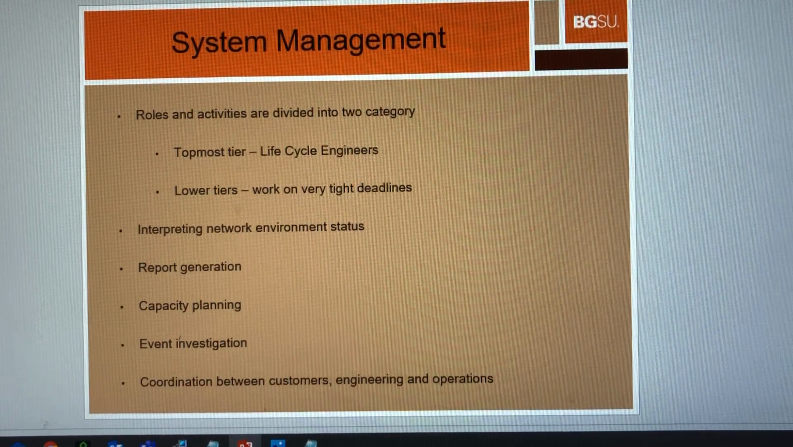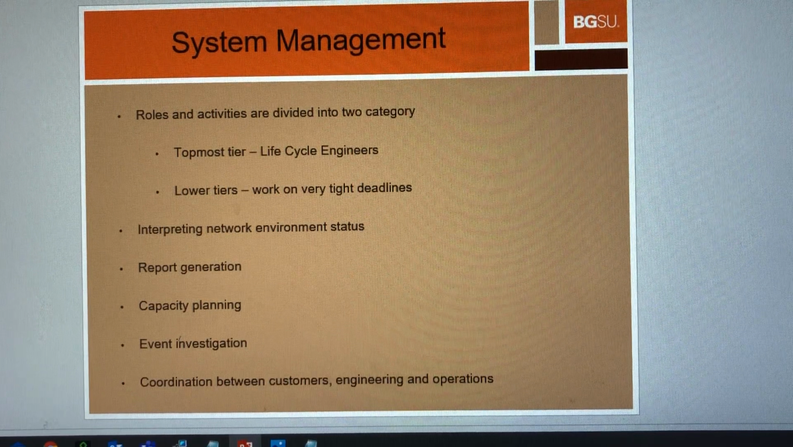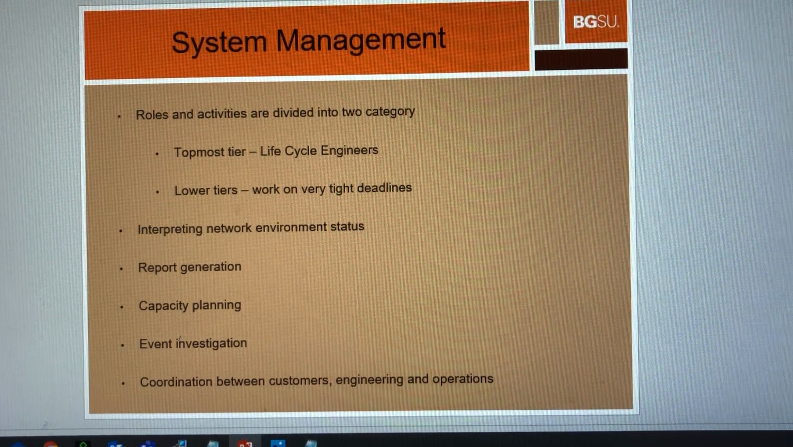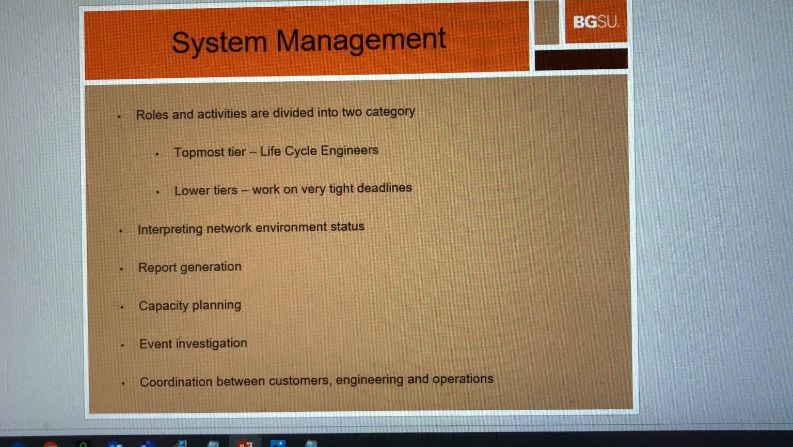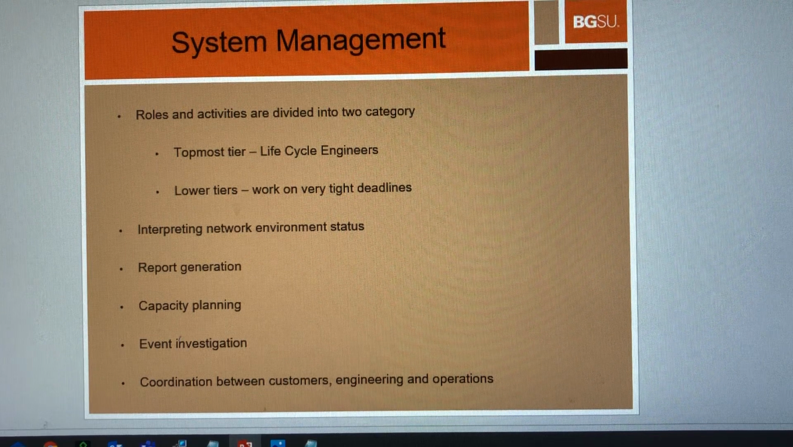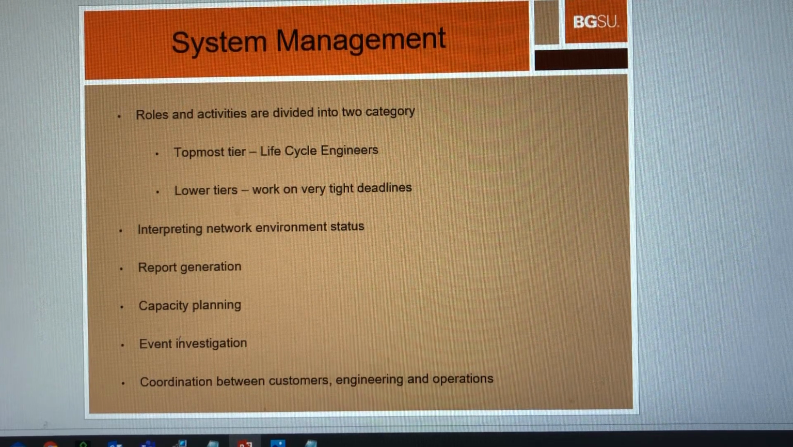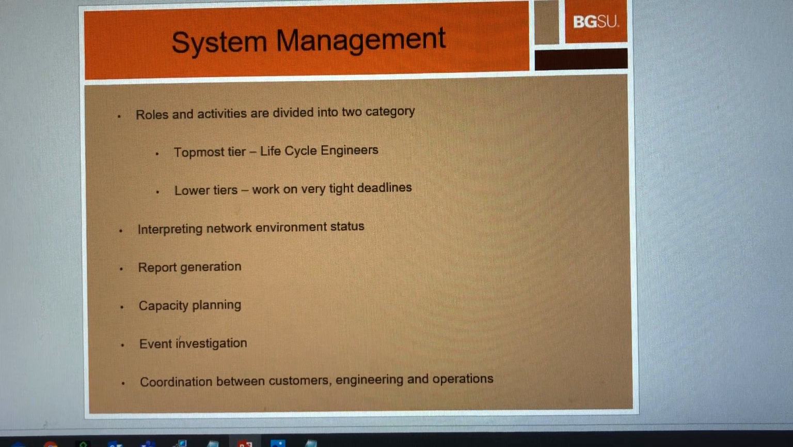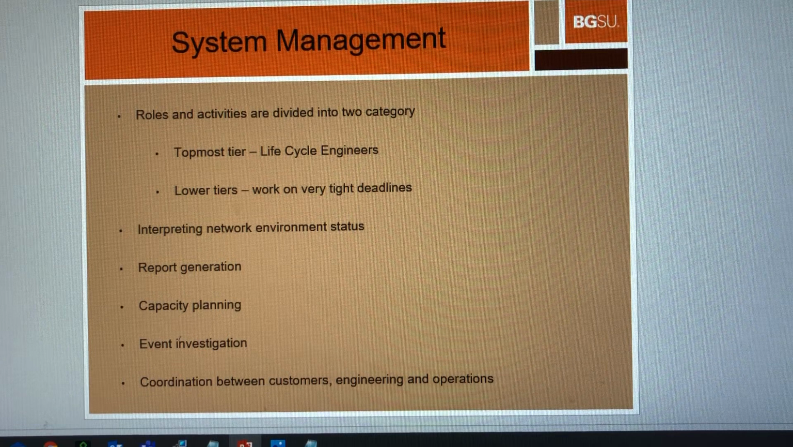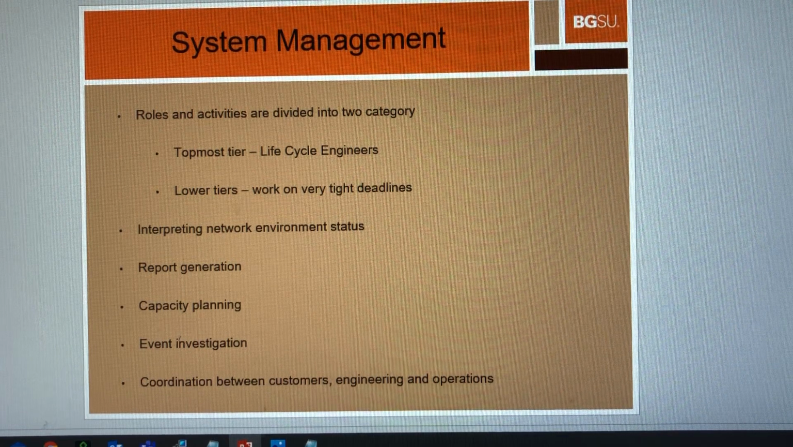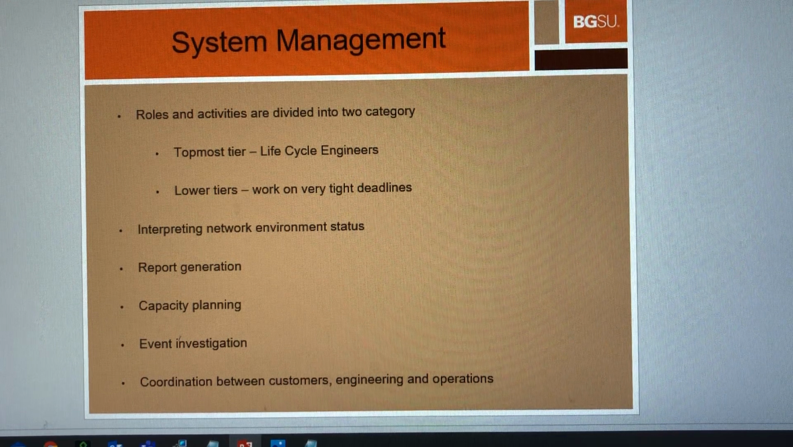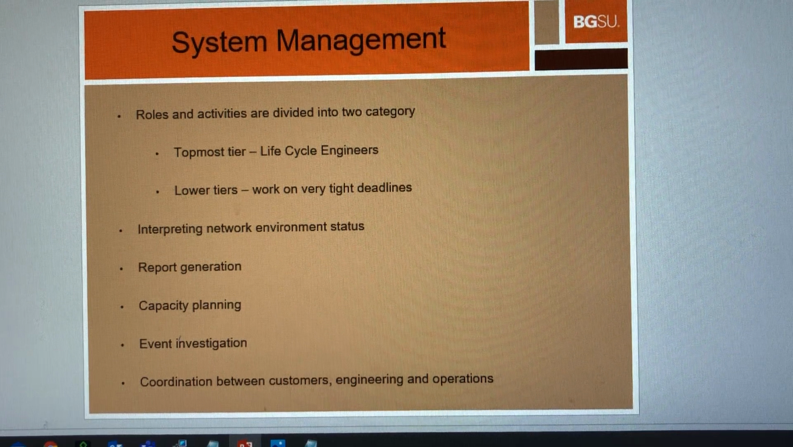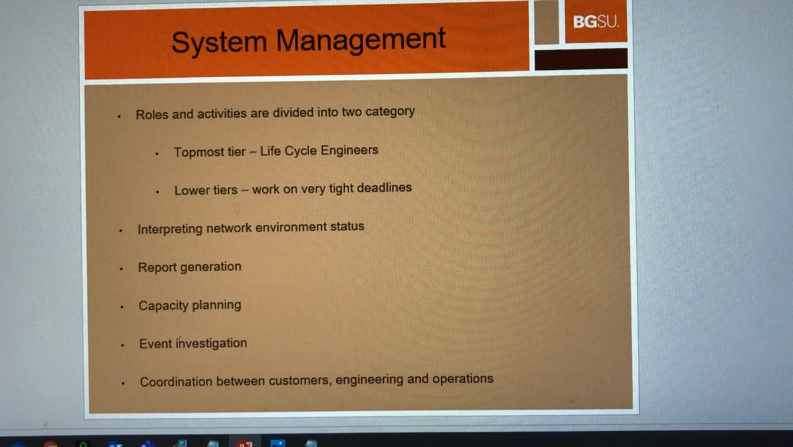System management is the way of interpreting network environment status, a fundamental system management activity. It involves understanding the state of individual devices and how this can affect overall end-to-end services. Report generation requires creating a shareable document showing the relevant time series values. Capacity planning involves forecasting future system and infrastructure needs.